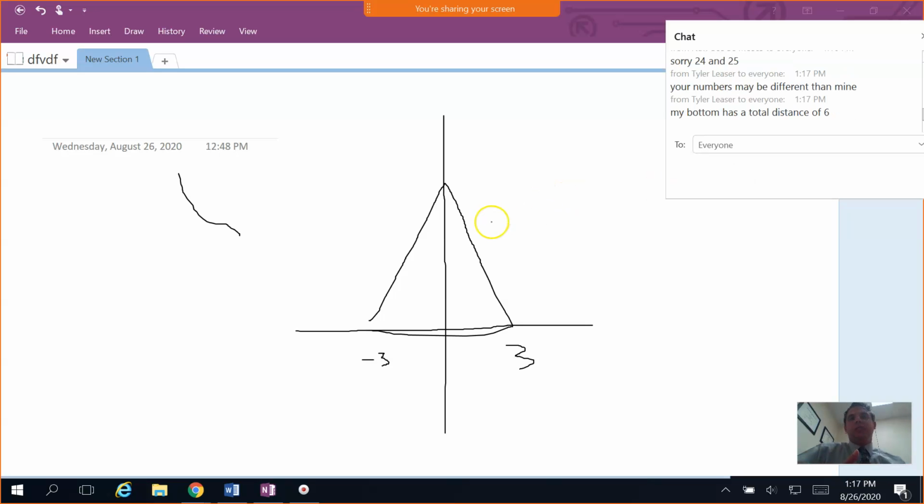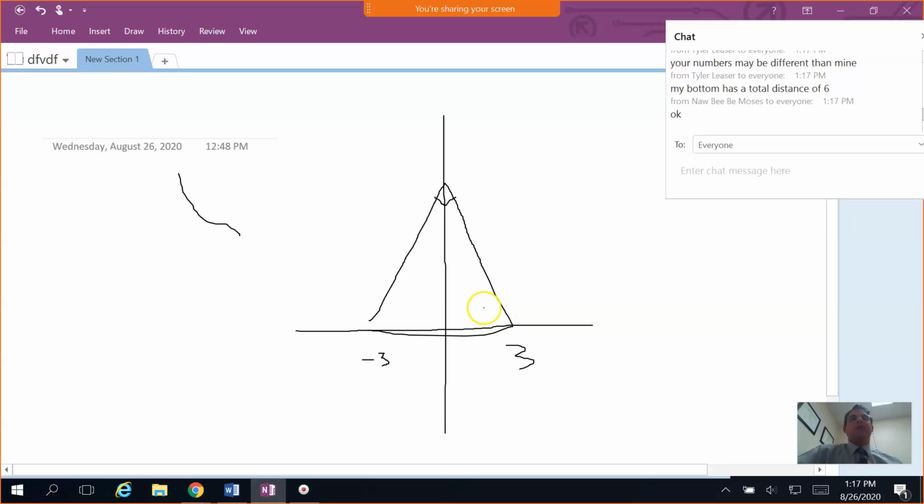So the trick for this question is the fact that this is an isosceles right triangle. This angle up top here is a 90-degree angle. With isosceles right triangles, you're creating these 45 degrees on both the sides. I can't really draw 45.